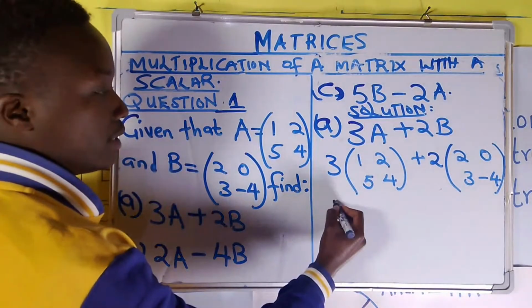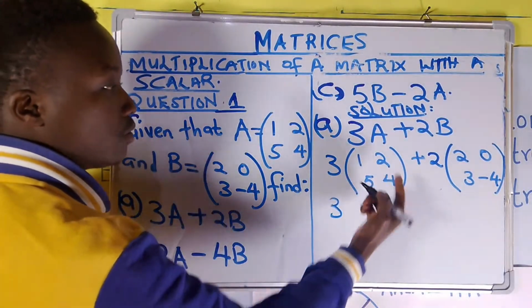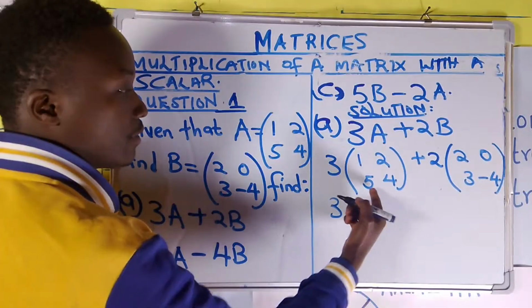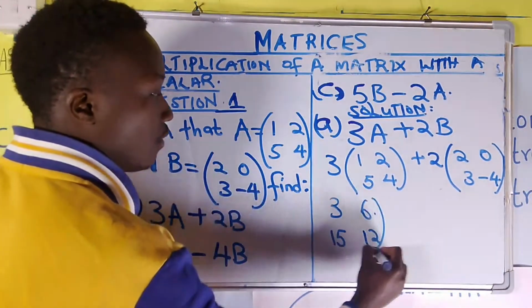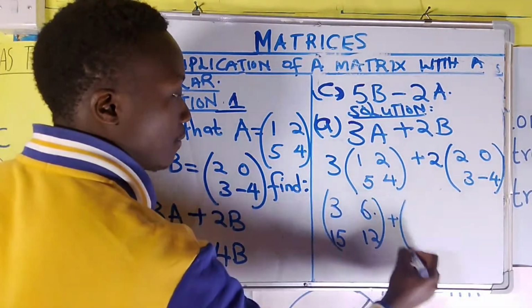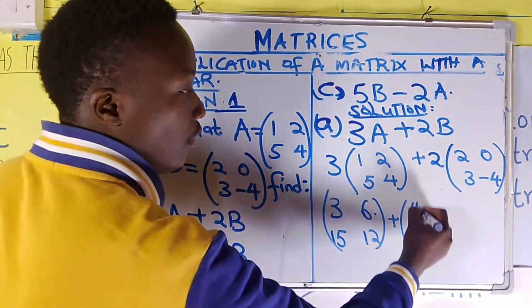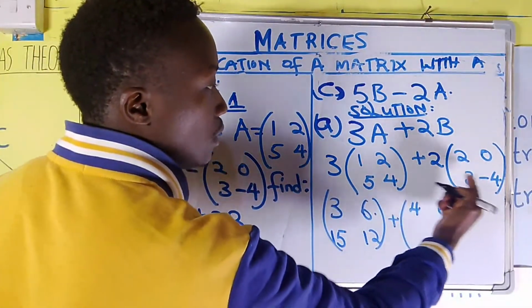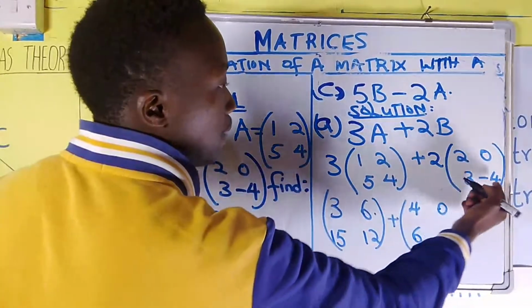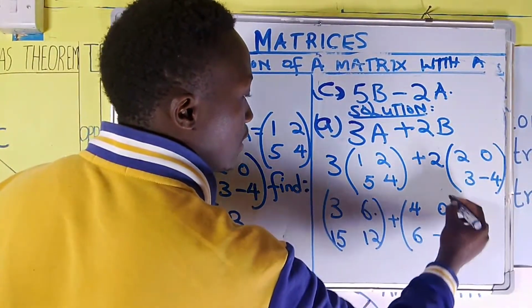So 3 times 1 is equal to 3. 3 times 2 is equal to 6. 3 times 5 is equal to 15. 3 times 4 is equal to 12. Plus 2 times 2 is 4. 2 times 0 is 0. 2 times 3 is 6. 2 times negative 4 is negative 8.